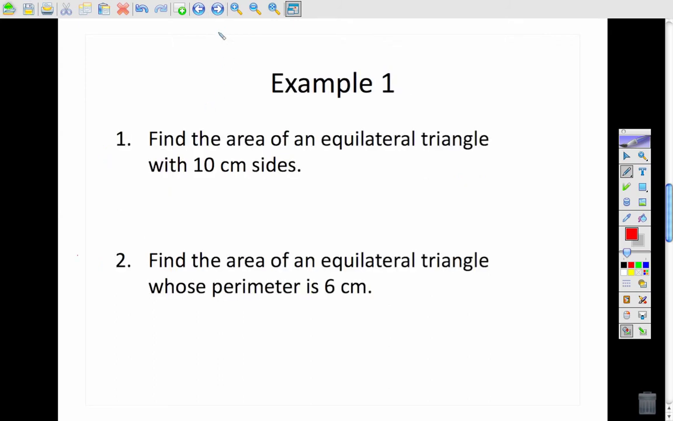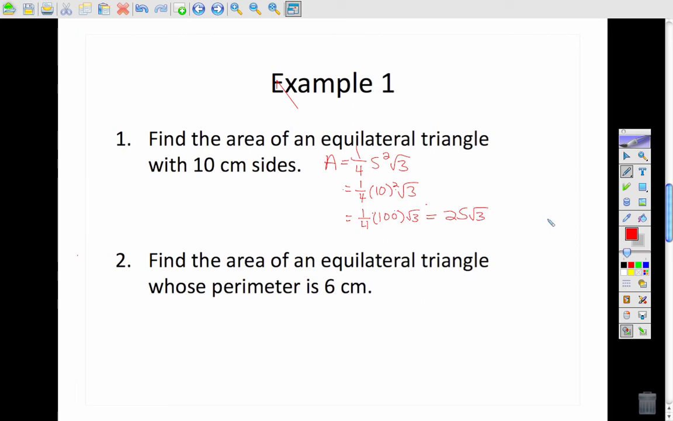Okay, in example 1, we'll look at a couple areas of triangles. And so let's start here. We have the area equals 1/4 s squared times the square root of 3. And we just go ahead and plug in what we know. We have 1/4 times 10 squared. So follow your order of operations. We square the 10 first, and then we can just multiply straight through. And we'll just leave it in radical form. So now we have 25 times the square root of 3.